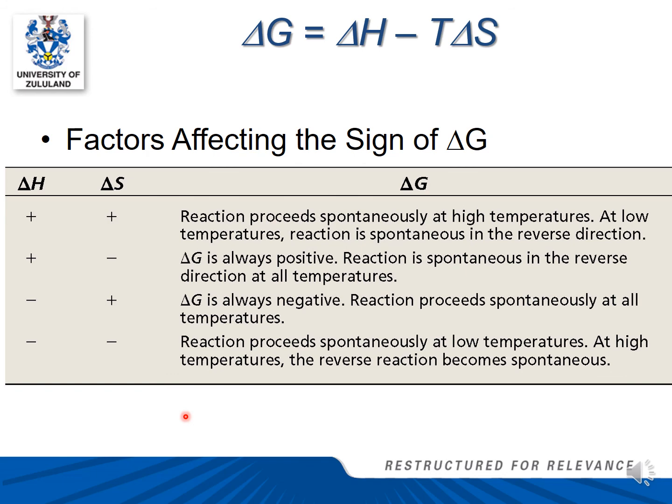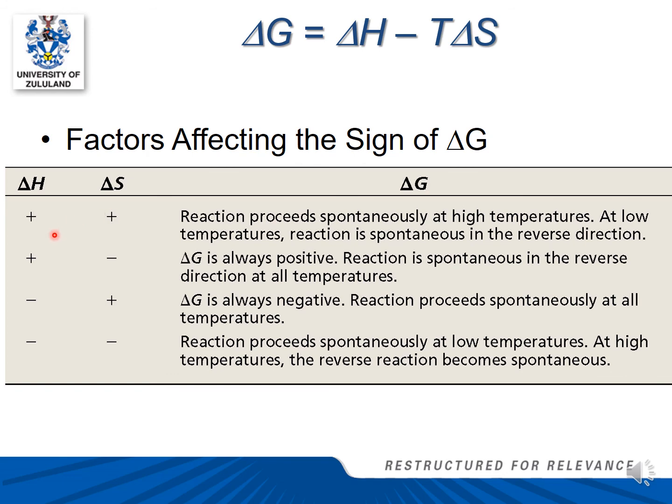So what about the factors that will affect the sign of the reaction Gibbs energy? Let's look at different instances. There are those instances whereby the value of enthalpy is positive and the value of delta S is positive. In this case, it means that the reaction will proceed spontaneously at higher temperature. At low temperature, the reaction is spontaneous in the reverse direction. So if both H and S are positive, we have spontaneity at high temperature and, at low temperature, the reverse direction.